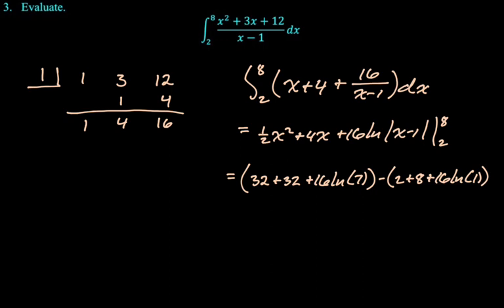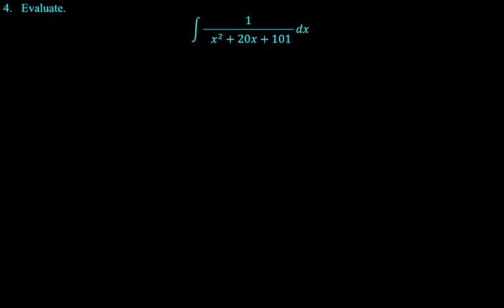So we get 32 plus 32 minus 10. So that's 64 minus 10 is 54. And then we have 16 natural log of 7 additionally. Okay, so that's that question. And let's take a look at the last problem. These are all very straightforward, right? These are just doing problems. There's no real thinking involved.